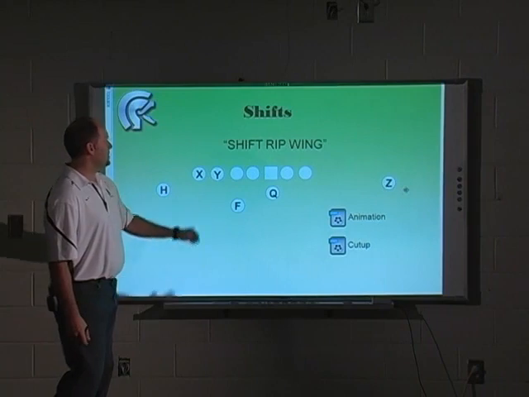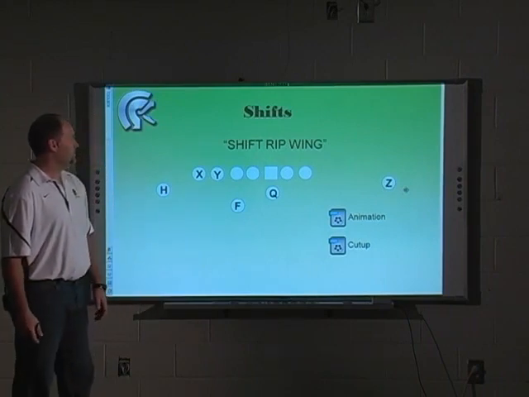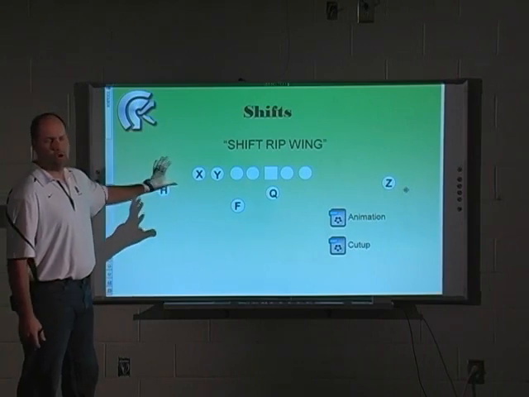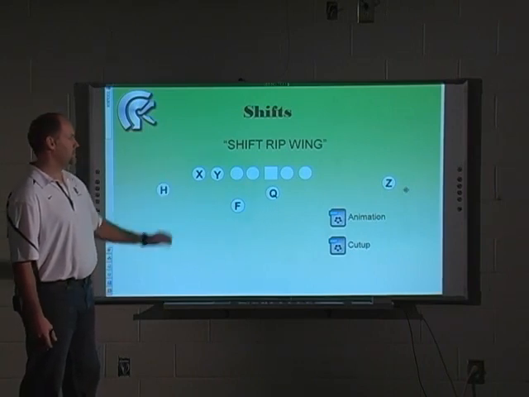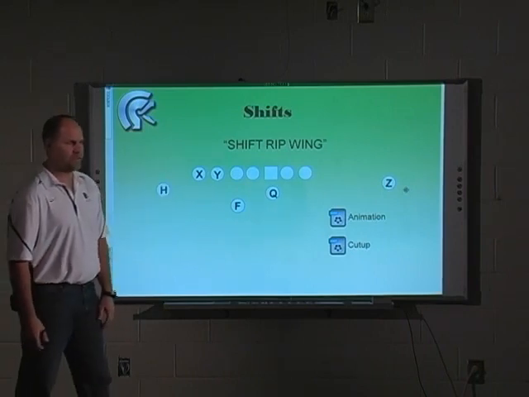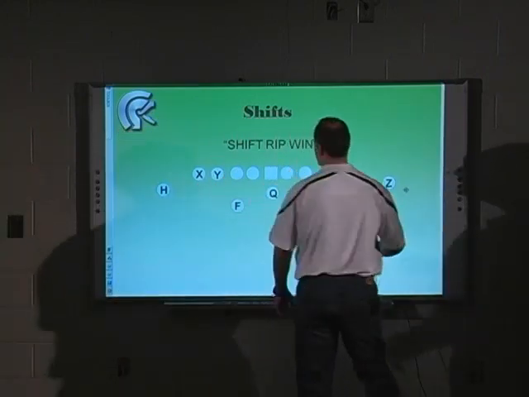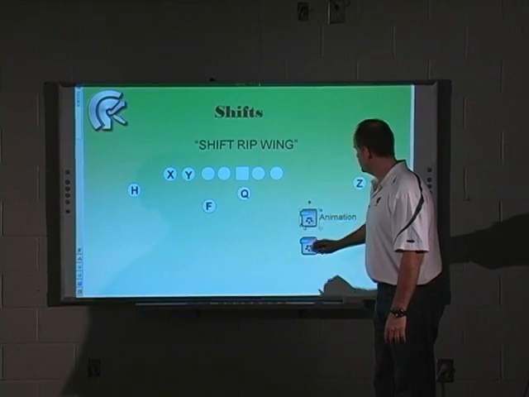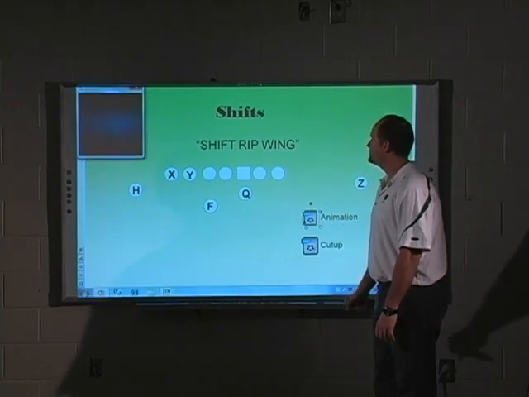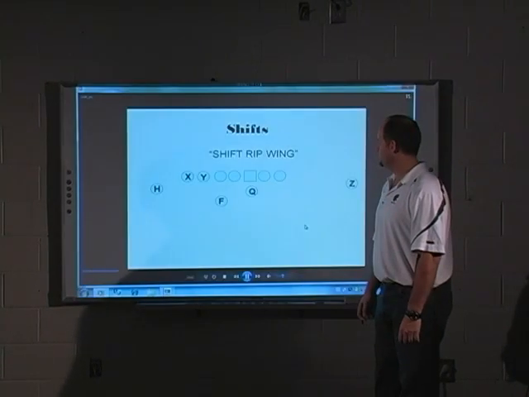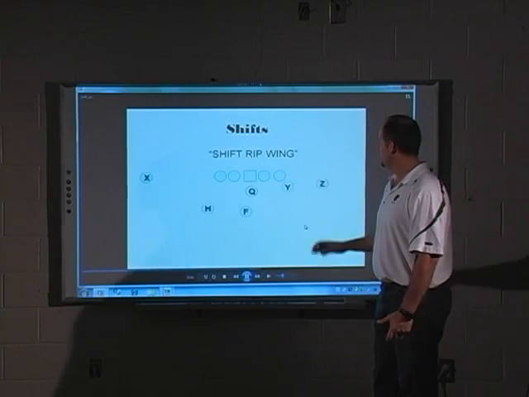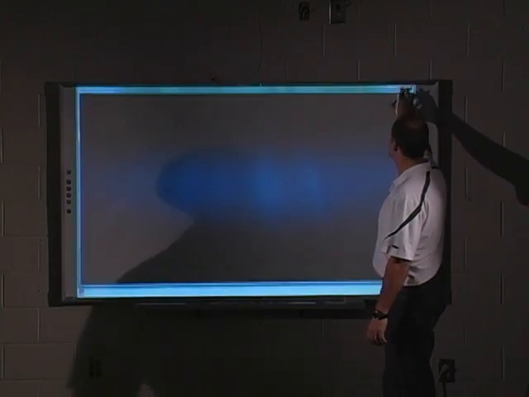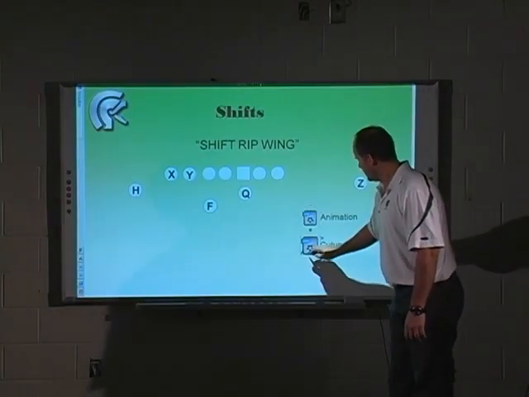What we have is an illustration up here of a pre-snap of a shift, rip wing. It could look a whole lot different than this. It's up to where our players want to line up. So let me take a look at the animation and how we would get into the rip wing from this. Again, you're going to see a whole lot of people moving around, and now we're into our rip wing formation. Let's take a look at cut-ups.